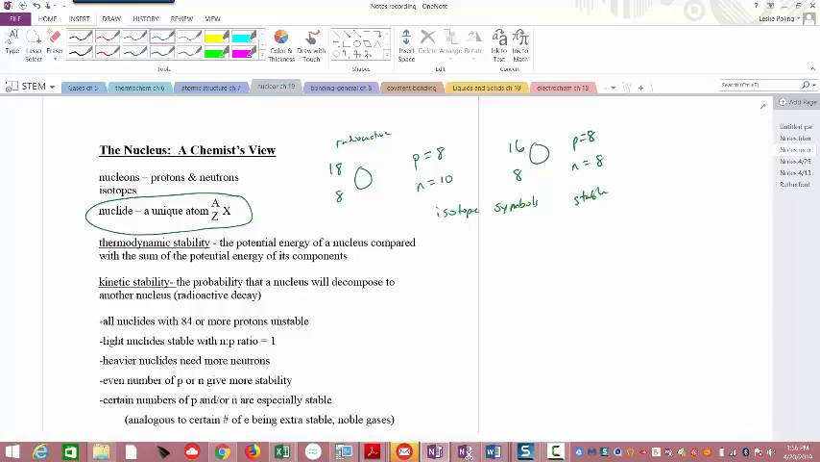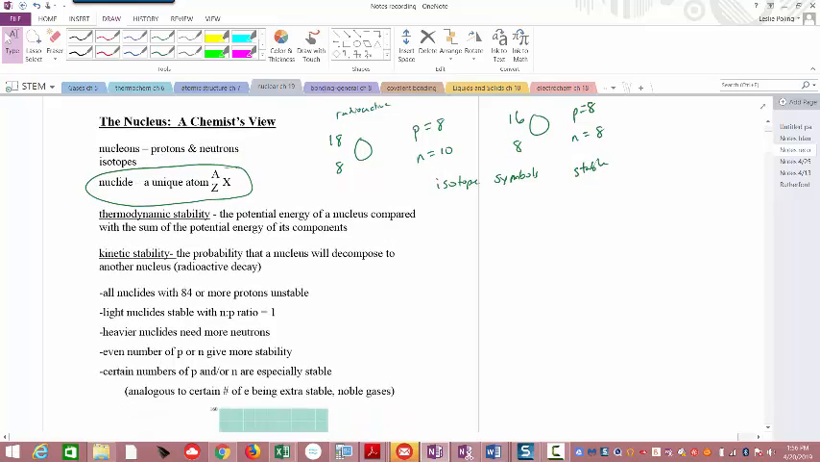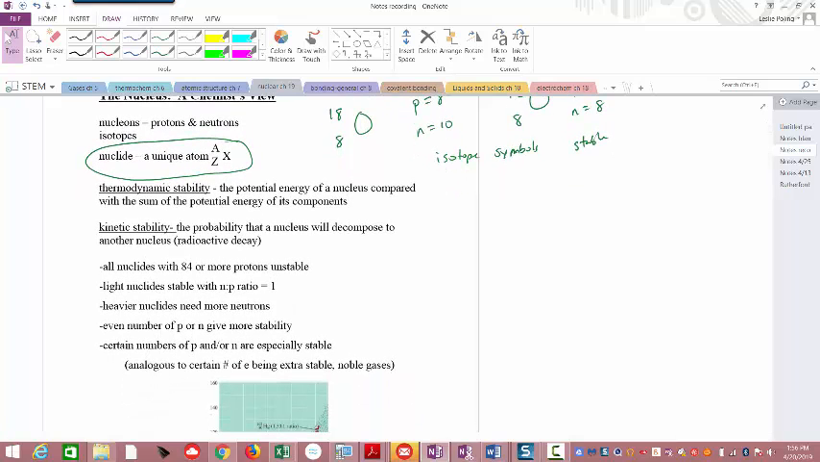So we have thermodynamic stability and we have kinetic stability. And kinetic stability, the probability that the nucleus will decompose to another nucleus, is the radioactive decay. Now, when you look on the periodic table, everything with 84 or more protons is unstable.